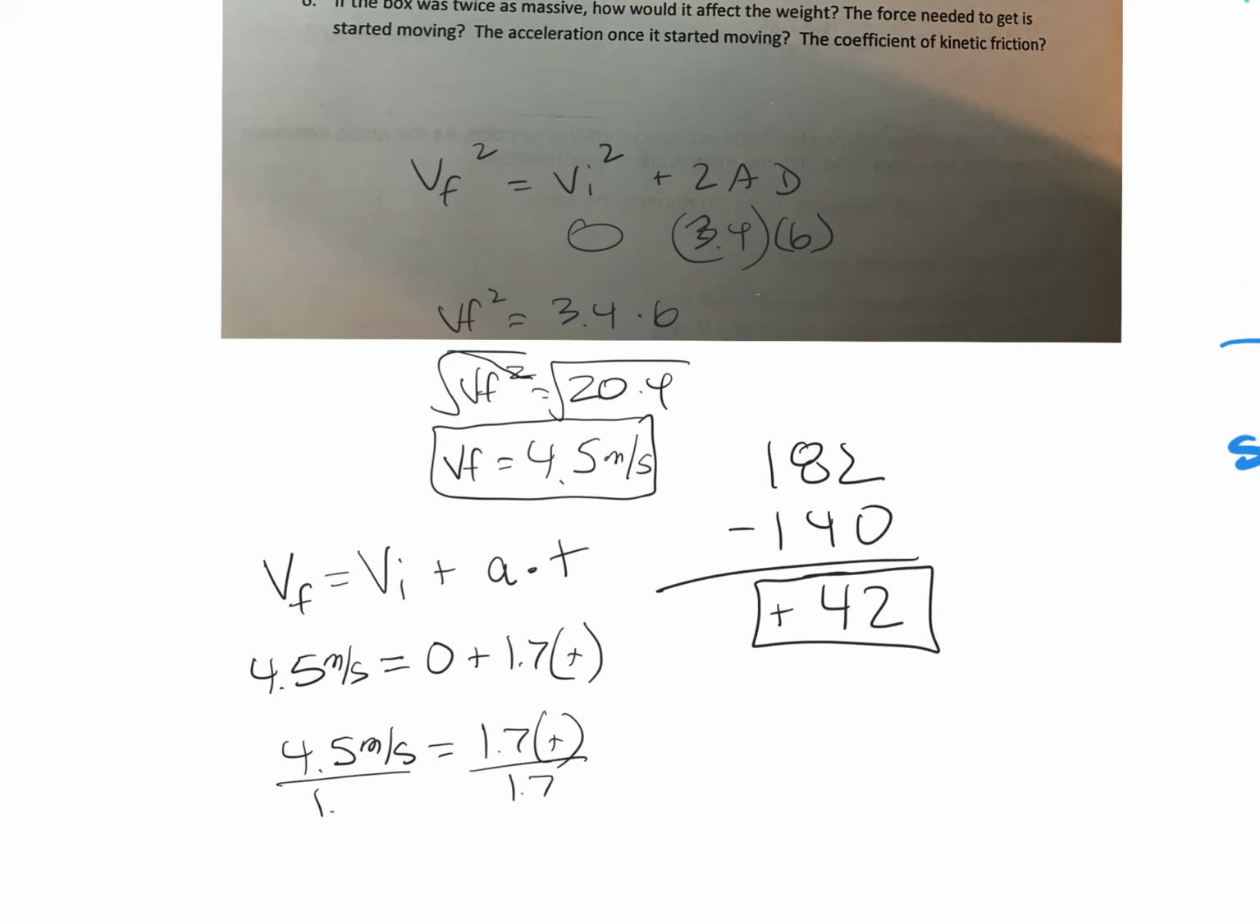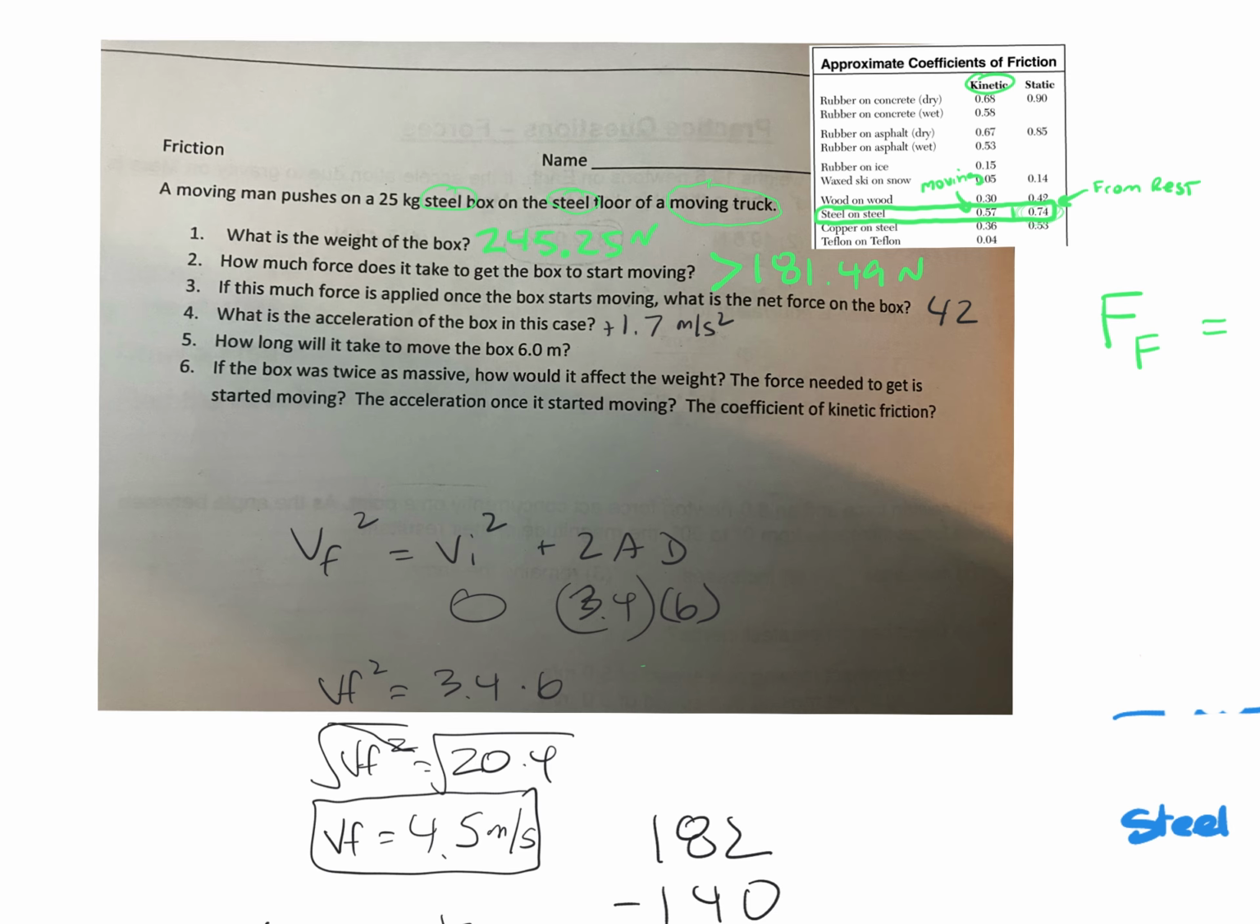And that means that time is equal to, what did we say, 2.6. Let's call it 2.65 seconds. So the question is saying how long will it take that? That's going to be 2.65 seconds, or if they're looking at sig figs, it would be 2.7 seconds. Okay.